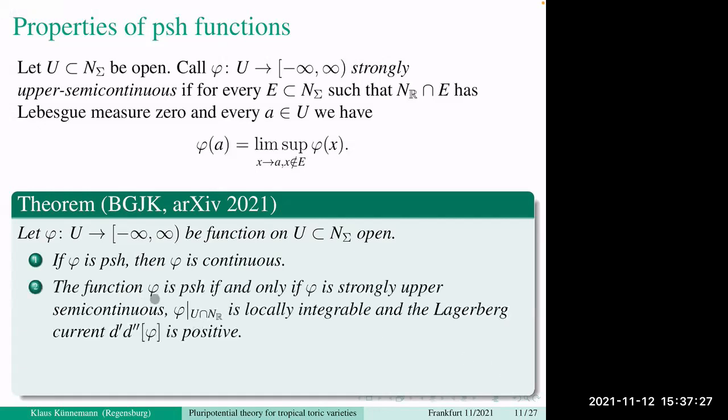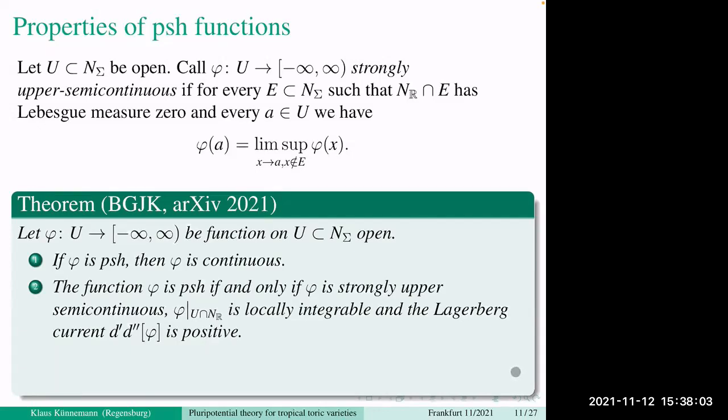Then here's a current characterization. The function phi is PSH if and only if it is strongly upper semi-continuous, the restriction to the open subset in NR is locally integrable, and the Lagerberg current is positive. You need this condition in order to define this Lagerberg current, and then you take the derivative in the sense of currents. If this is positive, then this is also equivalent to the PSH condition.